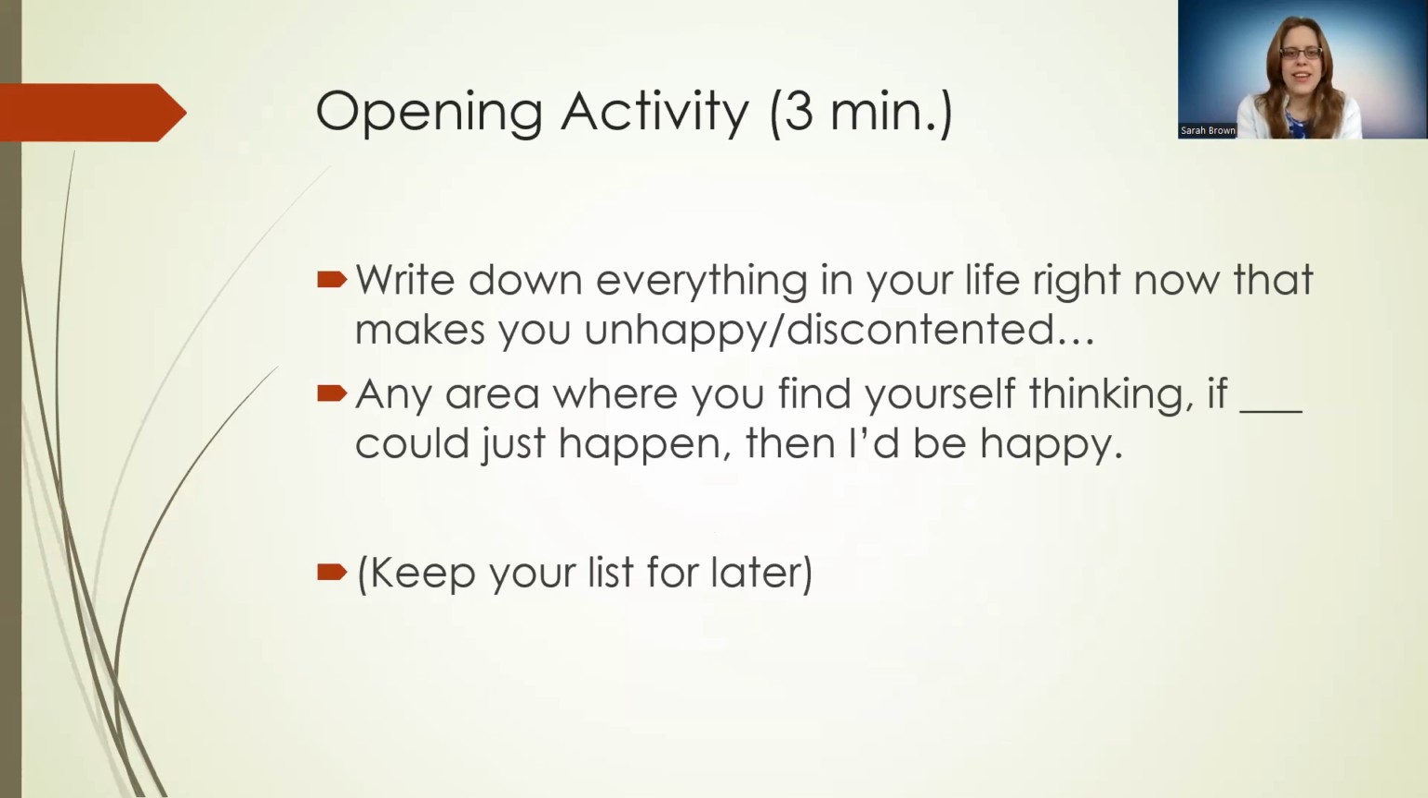So for this activity, take that piece of notepaper and your pencil, and take about 3 minutes. If you're able to time it, take about 3 minutes and write down everything in your life right now that you feel makes you unhappy or discontented. Any area where you find yourself thinking, if only blank could happen, then I'd be happy. I know you've got some. I've had quite a few in my life, especially recently. So take about 3 minutes and write those things down. You can pause the video now.